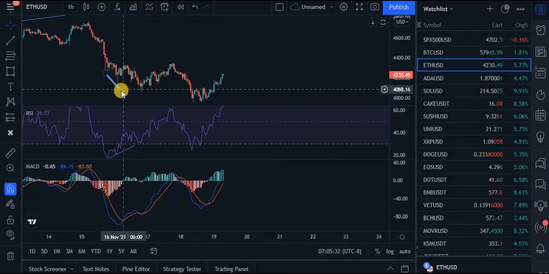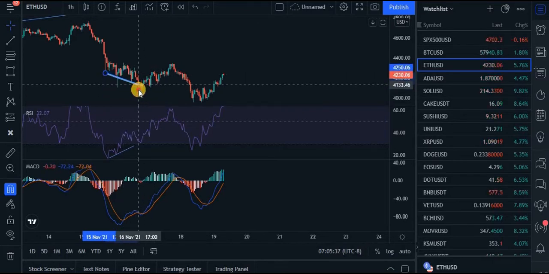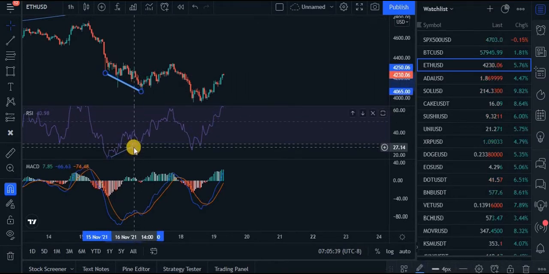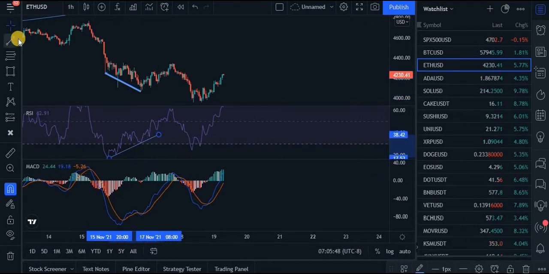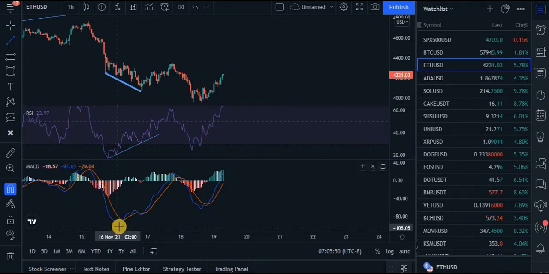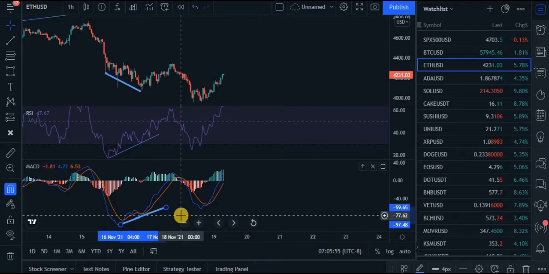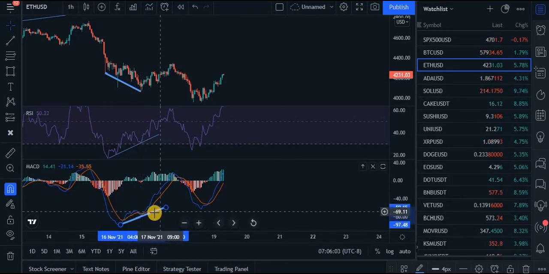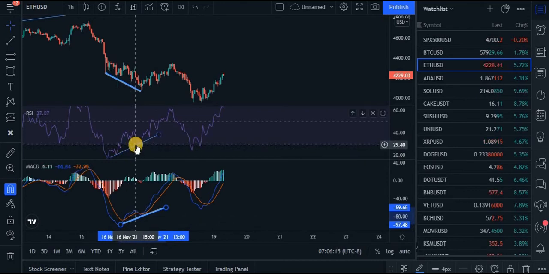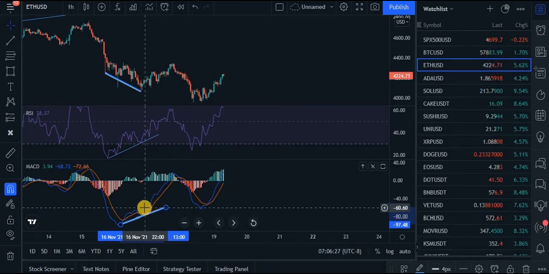Anyway, we have another divergence here as well. As you can see, the price makes another lower low, but the indicator continues. First of all, RSI continues making a higher low, and we have this divergence on MACD as well. The MACD is making a higher low as well. So basically we have the confluence between RSI and MACD. Both of these indicators are showing one signal. We have divergence on RSI and divergence on MACD as well. So we can be more confident about this signal.